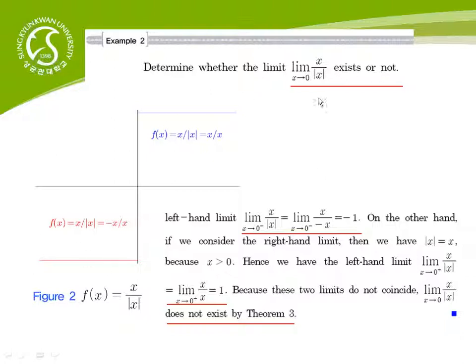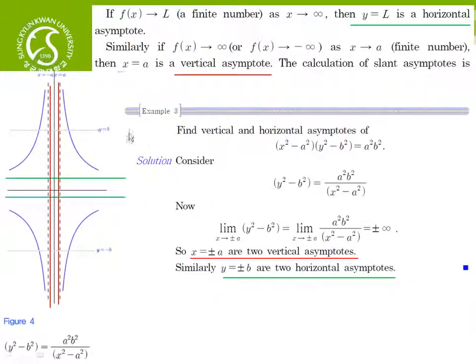Think about it at x. Left limit is -1, but right limit is +1. They are not the same. So the limit does not exist. Okay? Here, next. f of x approaches L as x goes to infinity.